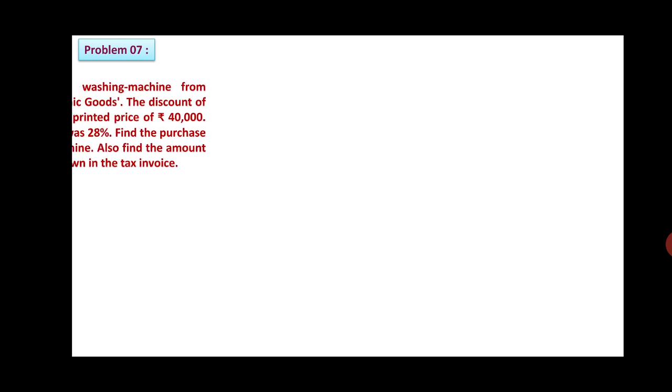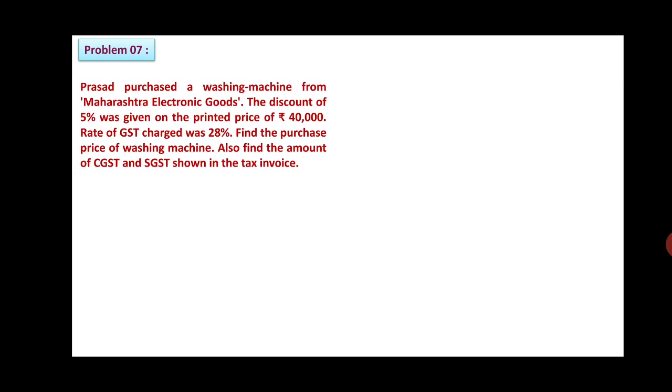Friends, let us consider this problem. Prasad purchased a washing machine from Maharashtra Electronic Goods. The discount of 5% was given on the printed price of rupees 40,000. Rate of GST charged was 28%. Find the purchase price of the washing machine. Also find the amount of CGST and SGST shown in the tax invoice.